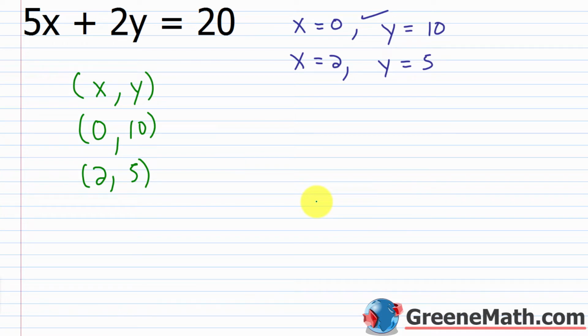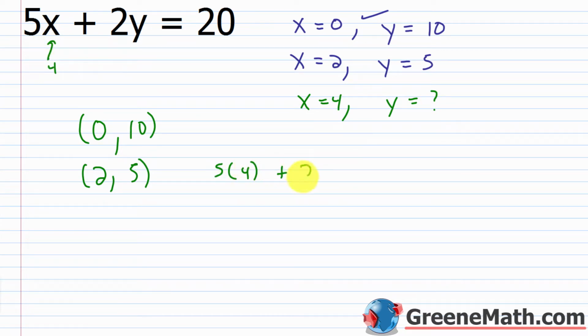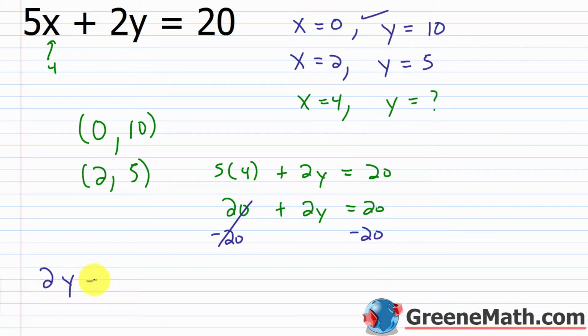Let's generate one more, actually. Let's see what happens when x equals 4. So x equals 4. What is y? Plug in a 4 there. We'd have 5 times 4 plus 2y equals 20. We know that 5 times 4 is 20, so you'd have 20 plus 2y equals 20. Let's subtract 20 away from each side of the equation. That'll cancel. We'll have 2y is equal to 20 minus 20, which is 0.